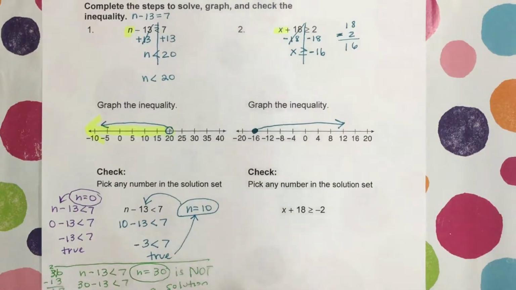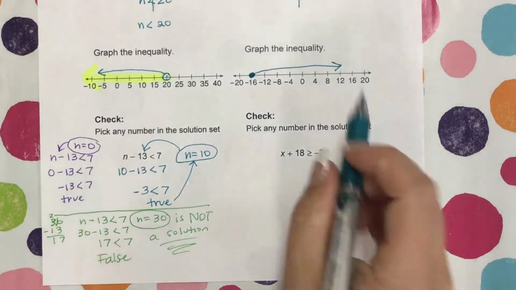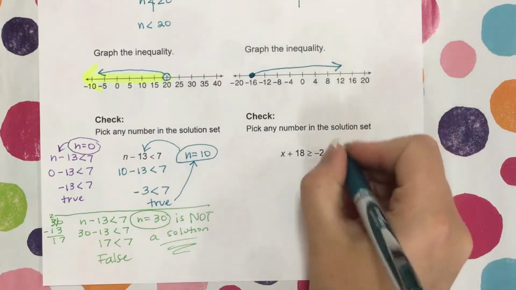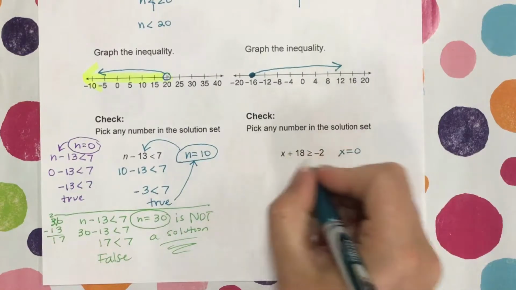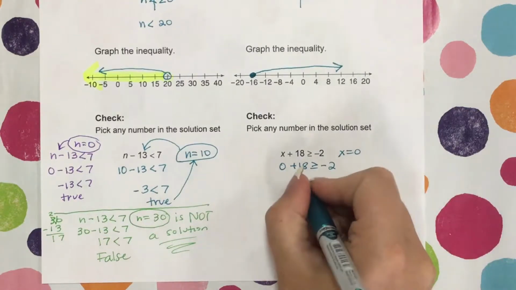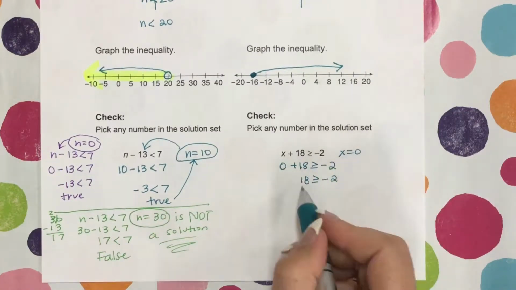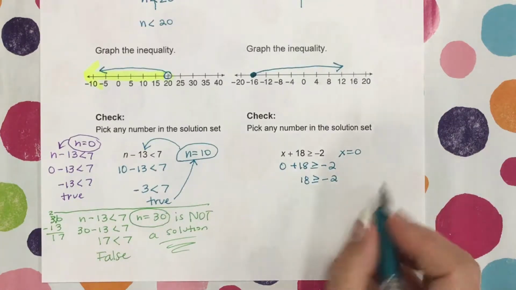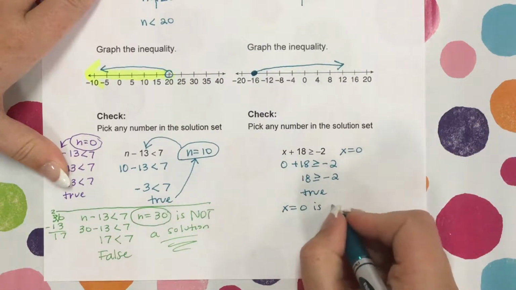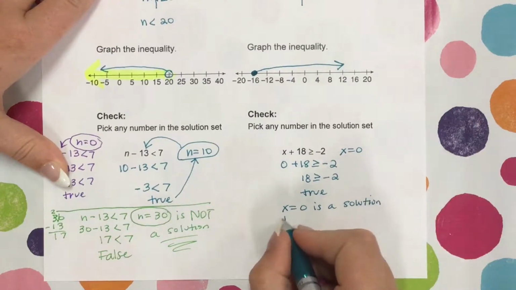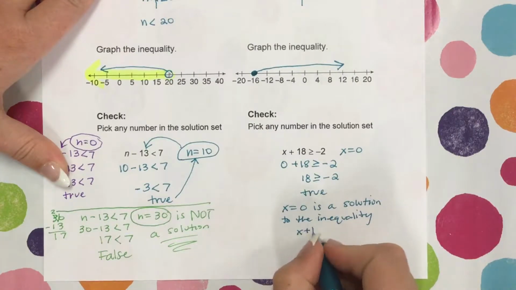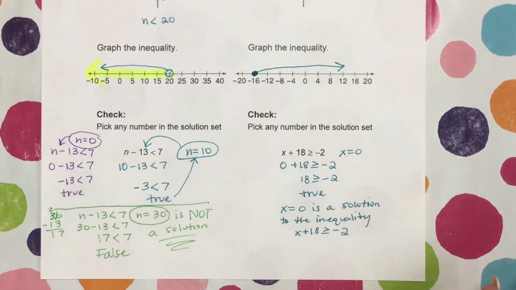All right? So now we're just going to go ahead and check it. So we're going to pick any number that's a part of the solution set. Just to keep things simple, I'm going to choose 0. 0 is a nice number. So I'm going to say x equals 0, and I'm going to plug 0 in there for x. 0 plus 18 is greater than or equal to negative 2. Well, 0 plus 18 is just 18. And is 18 greater than or equal to negative 2? Yeah, this is a true statement, which means that x equals 0 is a solution to the inequality x plus 18 is greater than or equal to negative 2. Okay, that's what that means.